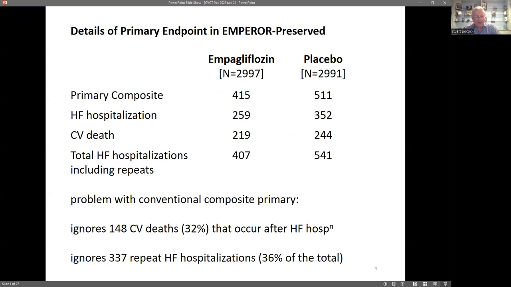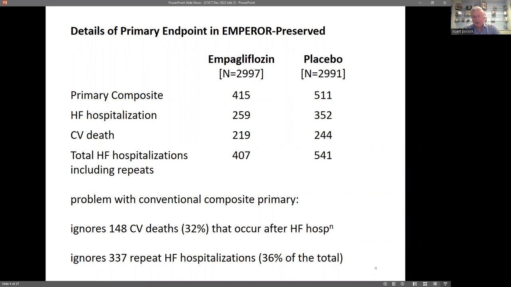But then you split it down by heart failure hospitalizations and cardiovascular deaths. And you'll see that the sum of the two, look at the empagliflozin group, 259 plus 219 is bigger than the primary composite because some patients had both. So they had a heart failure hospitalization followed by a cardiovascular death, which means those cardiovascular deaths never featured in the primary analysis because they happened after a hospitalization. And that seems you're missing some relevant information somehow.